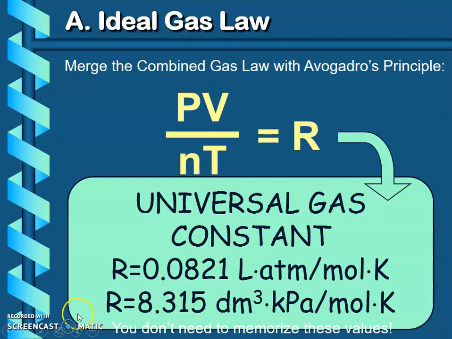Okay, now which number do you need to use? Well, that depends on what you're given in the problem. If you are given liters and atmospheres, you will use this first one. However, if you are given decimeters cubed and kilopascals, you'll use this one. So it just depends on what units were used to measure your gases during the problem.